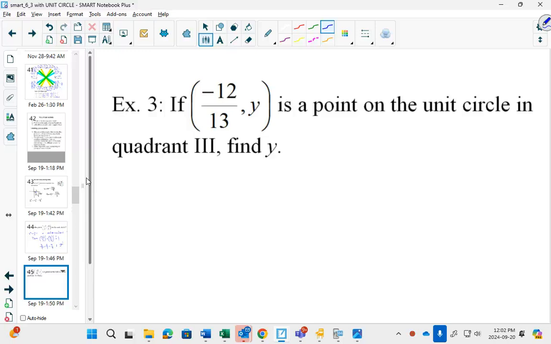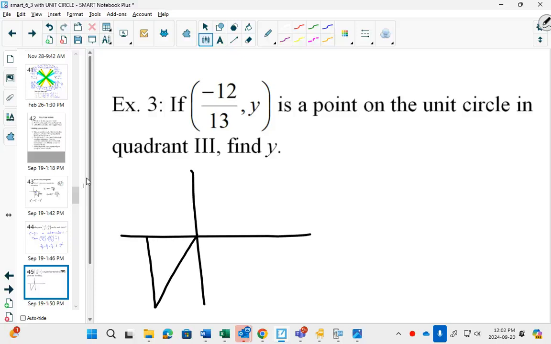Okay. Again, question number 3, this will be the last one we'll do before the class ends. Is a point on the unit circle in quadrant 3? Can you find y? So we can draw an angle in quadrant 3 and go back to the nearest x-axis. From this, we would know that cos of theta is negative 12 over 13.